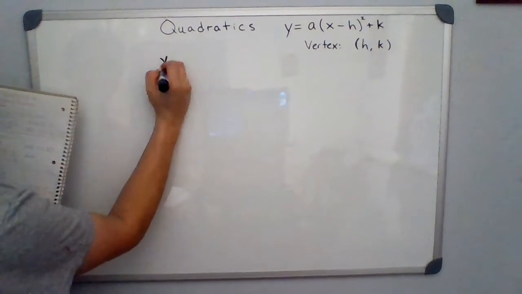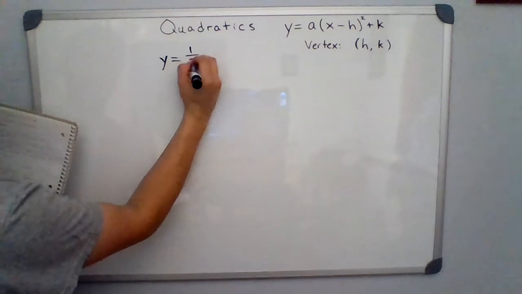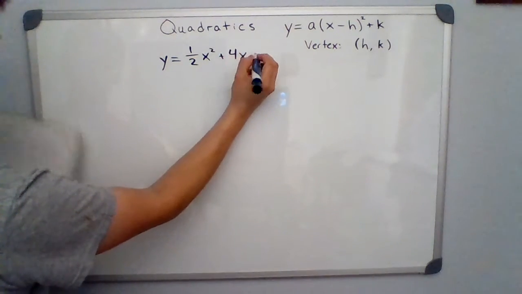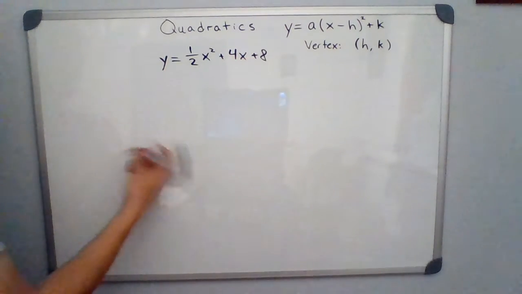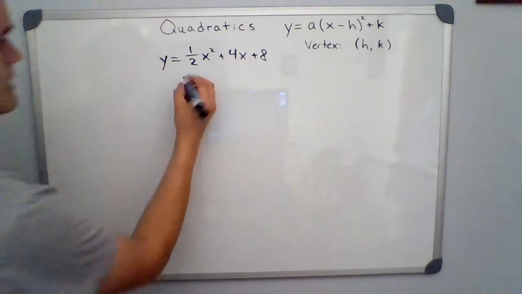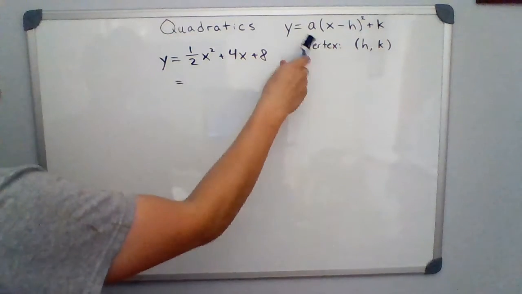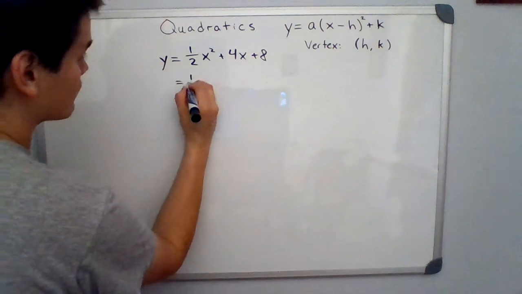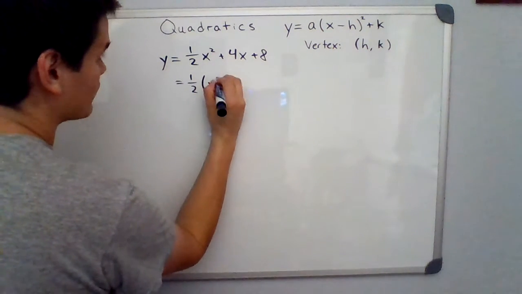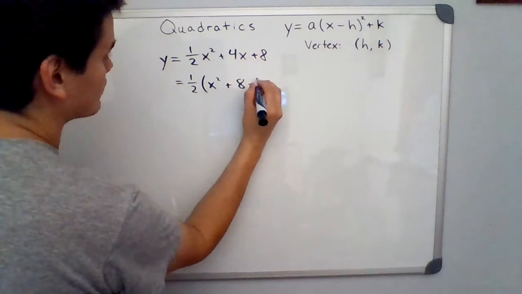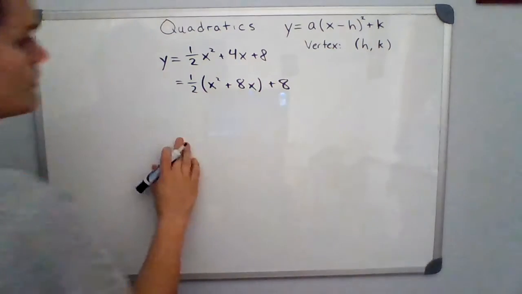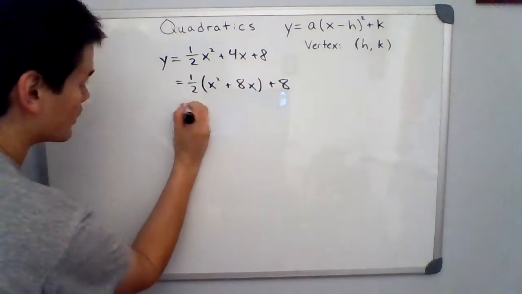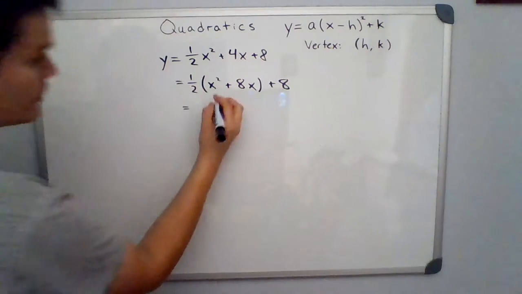So I have another one, y is equal to 1/2 x squared plus 4x plus 8. And I just want to figure out where the vertex is, and maybe the magnification factor a. So I just look at the first two terms. I'm going to factor out a 1/2, and that's x squared plus 8x on the inside plus 8. So if I were to distribute the 1/2, I would get the 1/2 x squared plus 4x. And then I'm going to complete the square on this inside part there.